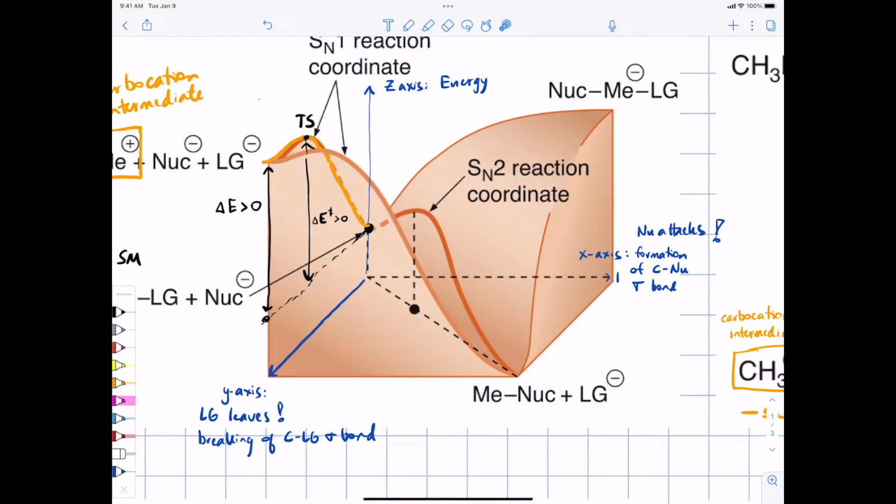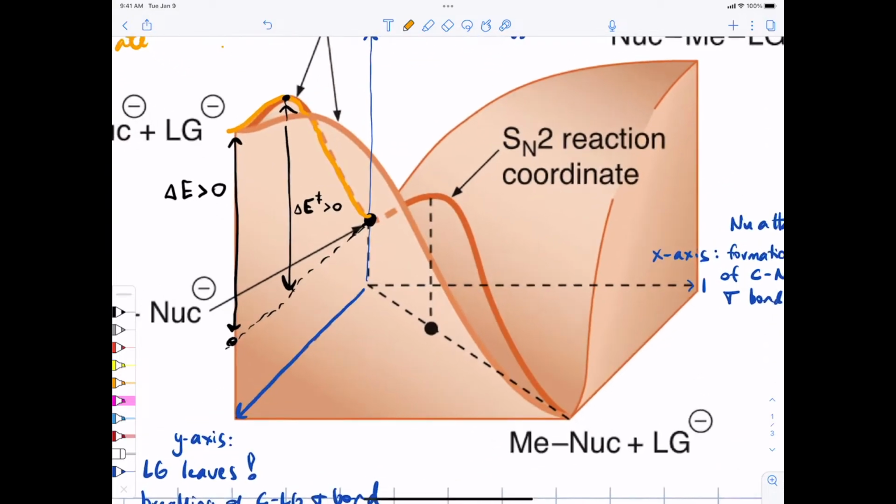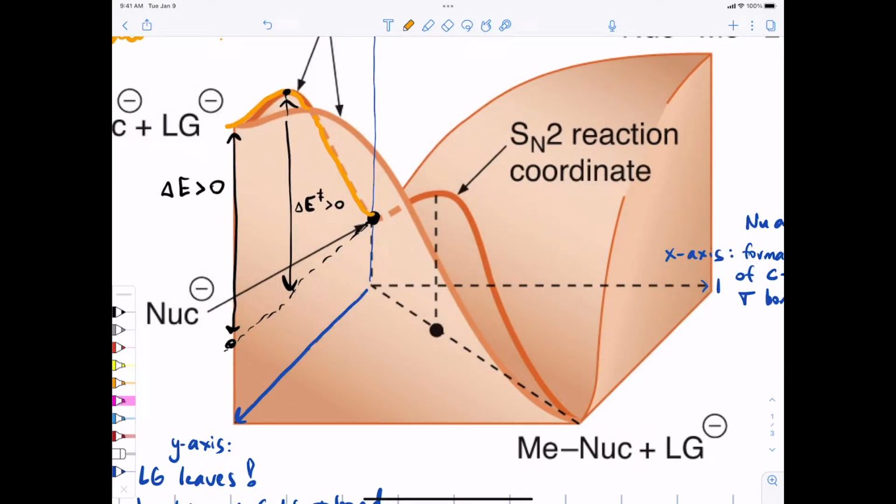We can see that it's uphill in energy to get to this intermediate, and that the activation energy is similar to the difference in energy upon going to the intermediate. And that's an example of the Hammond postulate.